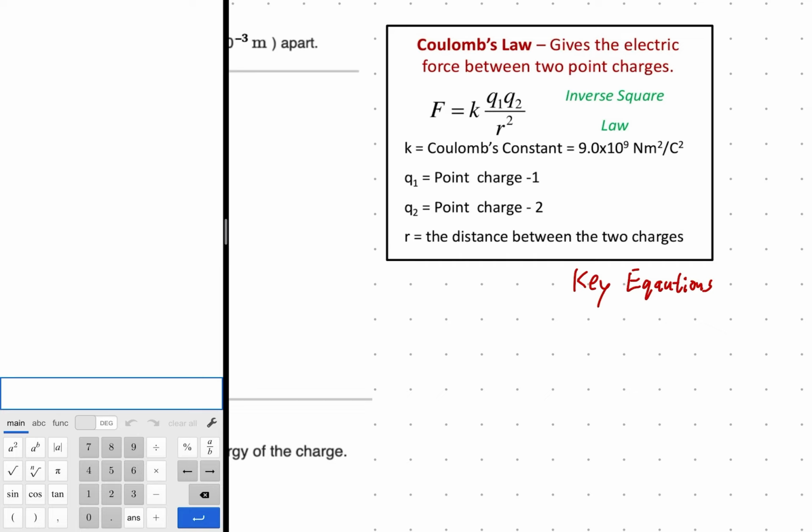You also may see it as 8.99 times 10 to the 9. The units are going to be Newton square meters over square coulombs. And this is a unit, a base unit, that you would not see in mechanics where the units were meters and kilograms and seconds. So this is a new player to our now alphabet of 4 base units.